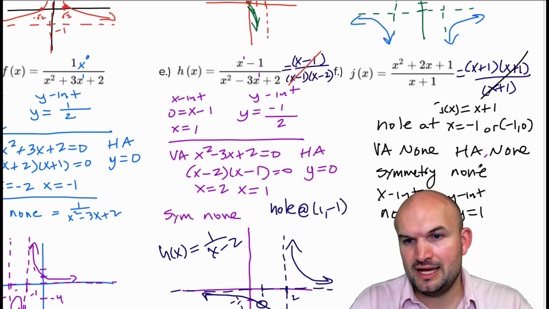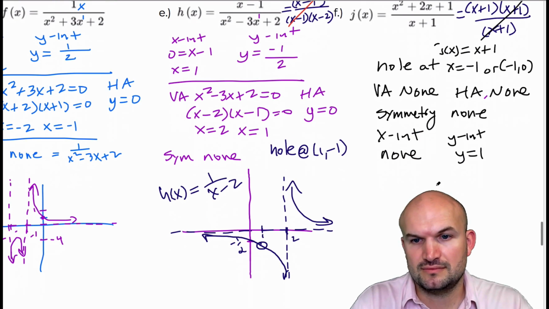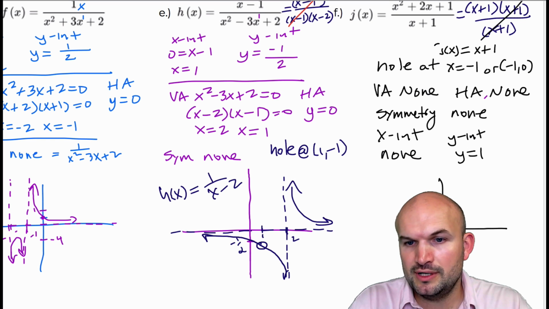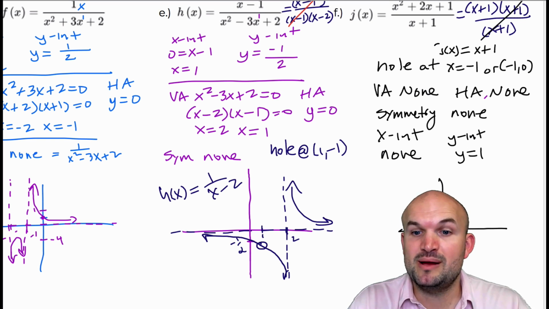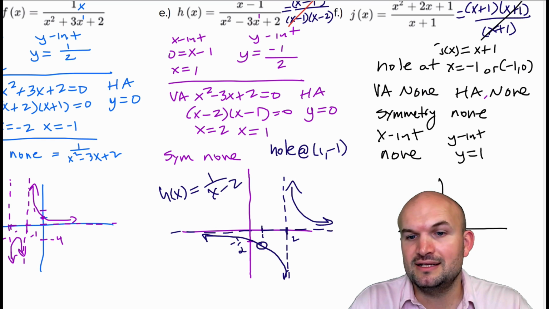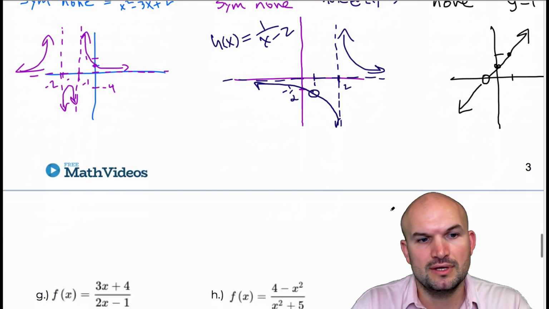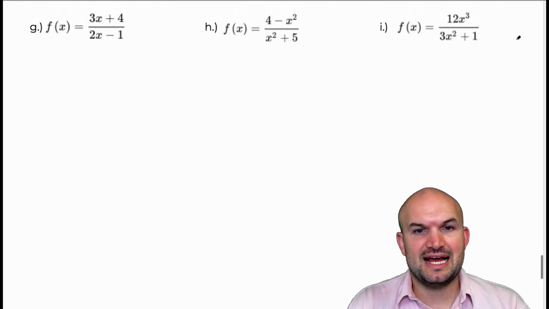So let's go ahead and graph this. If I was using my point slope form, I'd be going up to 1. And then remember, you go up 1, over 1, and you graph a line. But remember, our hole here is at -1, 0. So my graph is just going to look like that. It's a nice little line, no asymptotes, but just has a hole at -1. All right, on to the last one.